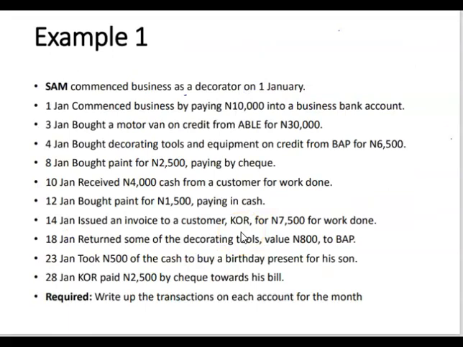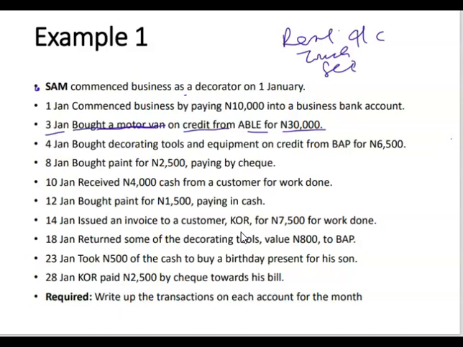Having recorded the first transaction, let's look at the second transaction, which occurred on the 3rd of January. Bought a motor van on credit from Able for 30,000 naira. The business now also bought a motor van on credit. Now, this motor van, under the classification of accounts, is referred to as a real account. Real accounts are the accounts or the ledgers, those things that we can touch, those things that we can see. We can touch the motor van, we can see the motor van.